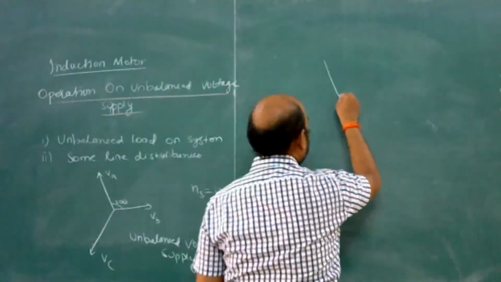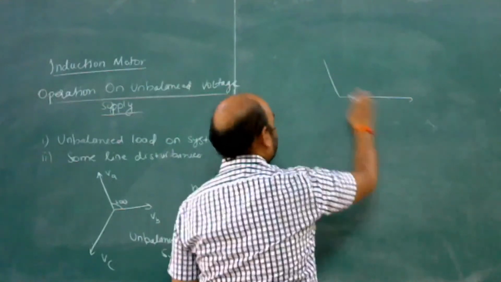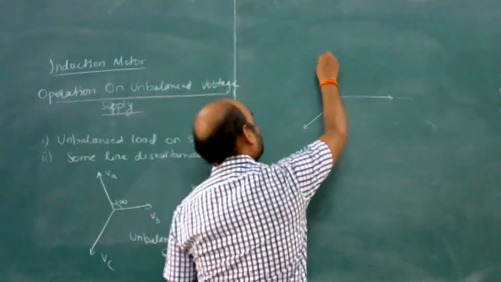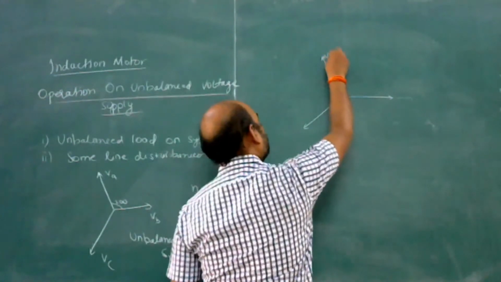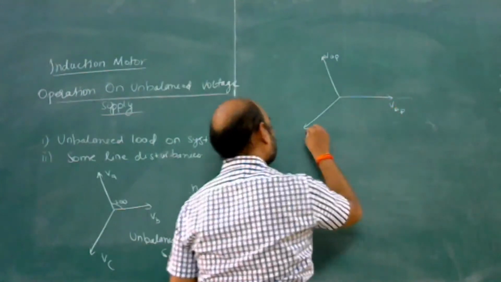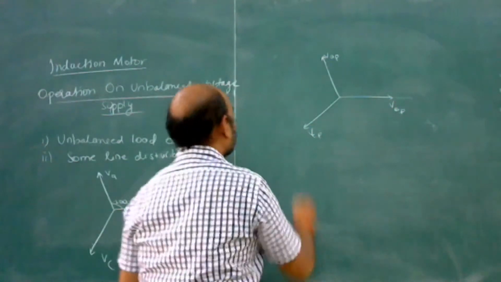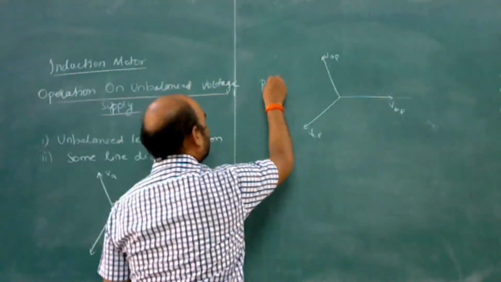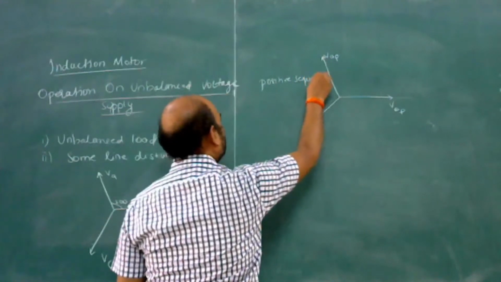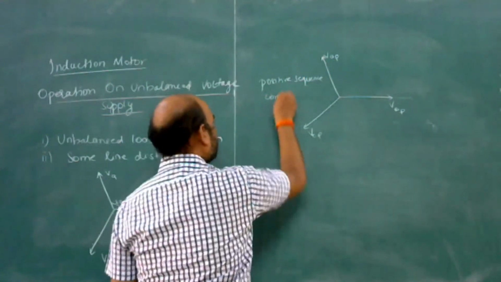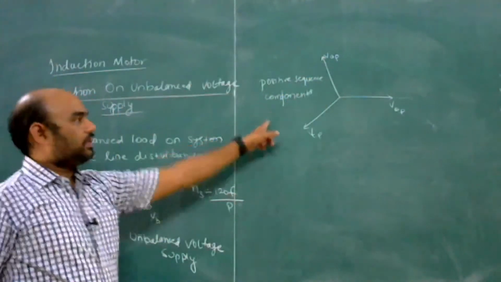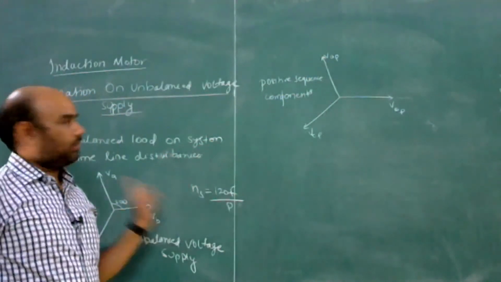First is VAP, VBP, and VCP. This is the positive sequence components of voltage. They will be in the same phase sequence as the supply voltage.